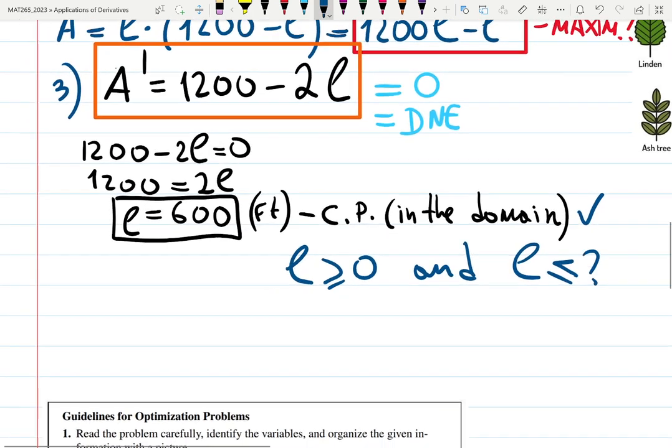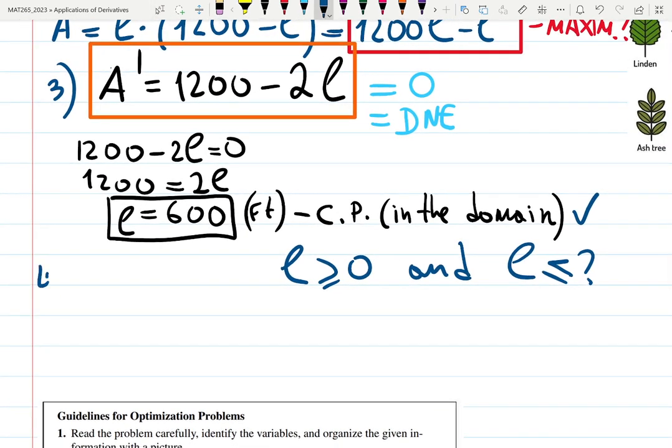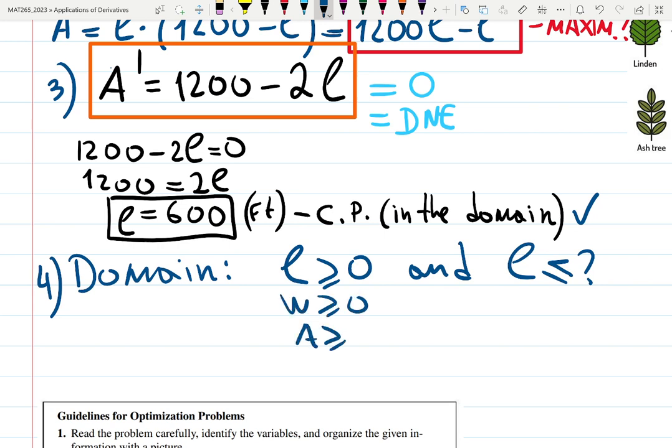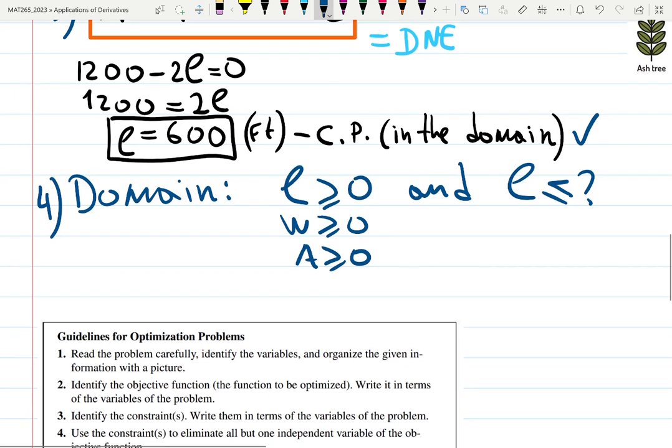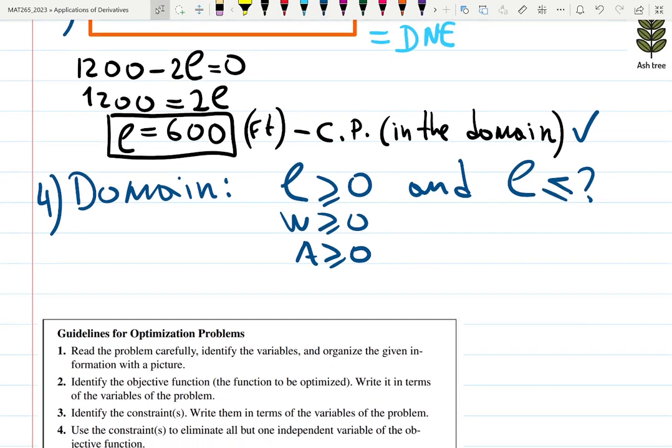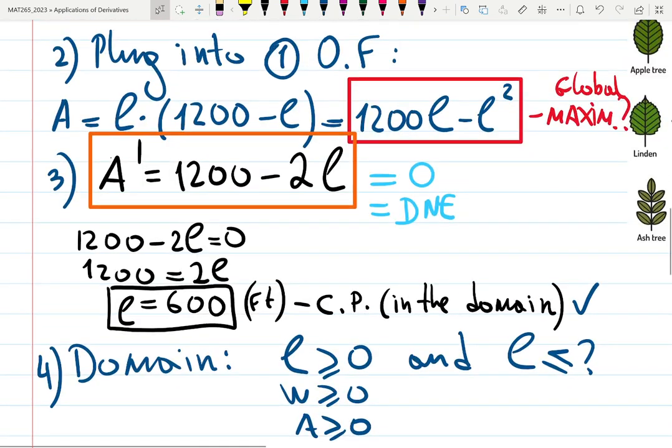So we are looking for the domain. The 4th step is domain. I cannot answer the question about the critical point if I don't know the domain. Obviously, L, W, and A have to be positive, bigger than 0. That's fine. But then what is the upper limit of L, W, and A? There should be an upper limit so A doesn't go negative. From this equation, L should not be too big. Plug L to be 1,000,000, it doesn't work.